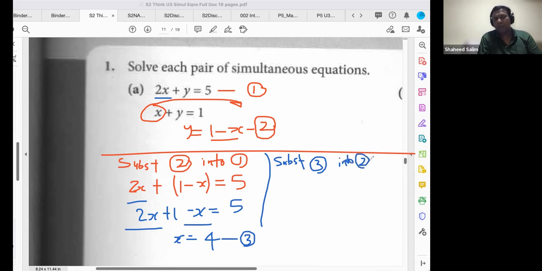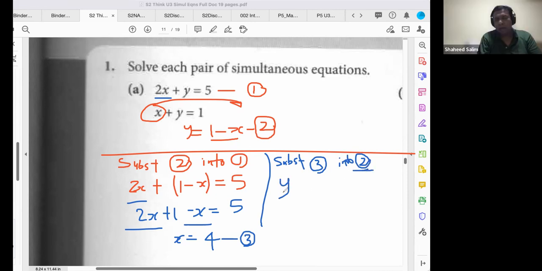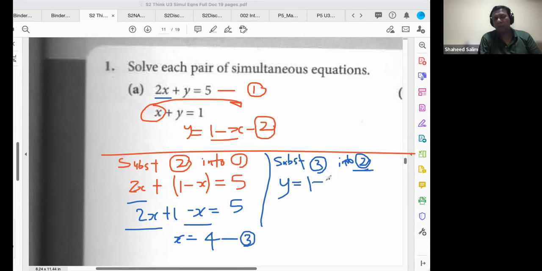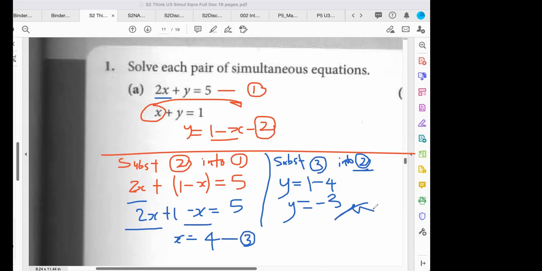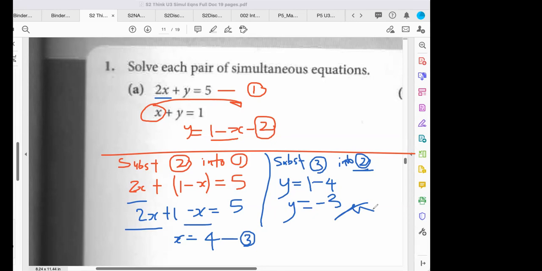So what does it mean? When you say substitute, you copy this one. What do you copy there? y equals 1 minus x, put a 4 here, because y, you are going to put it here. So y equals 1 minus 4 equals negative 3. y equals negative 3. Are you okay? I'm kind of confused. No, okay, no problem. Now, we go step by step.